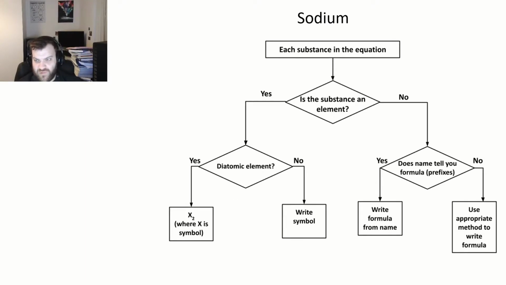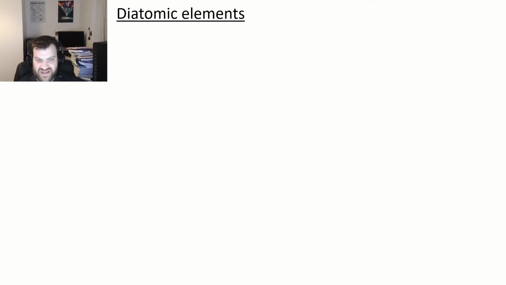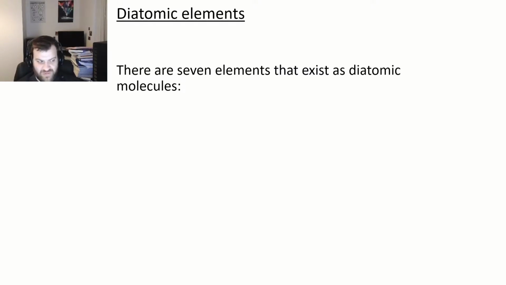In order to find out what formula we use to represent a particular chemical, we can use this flowchart that we'll hopefully get familiar with and be able to use from the top of our head. If we've got sodium, sodium is an element in the periodic table. Next, we need to consider if the chemical is a diatomic element. There are 7 diatomic elements that we should know about. We have hydrogen, iodine, nitrogen, fluorine, oxygen, chlorine, and bromine.